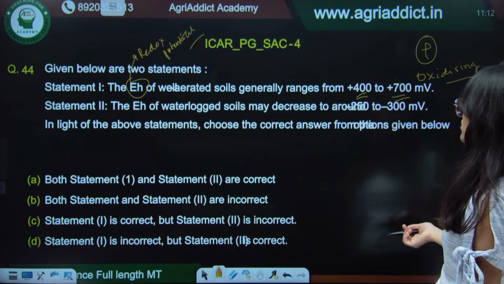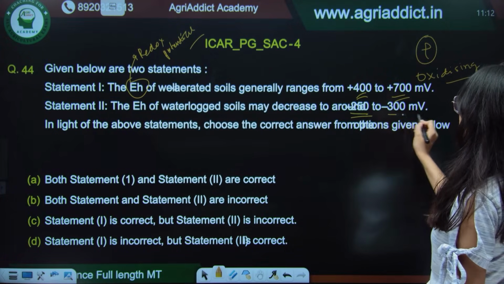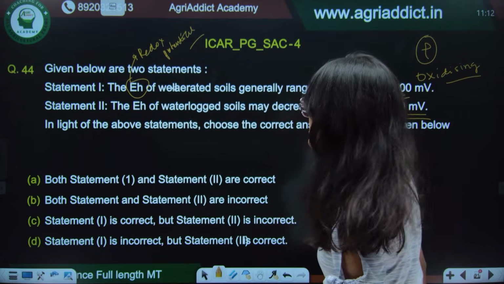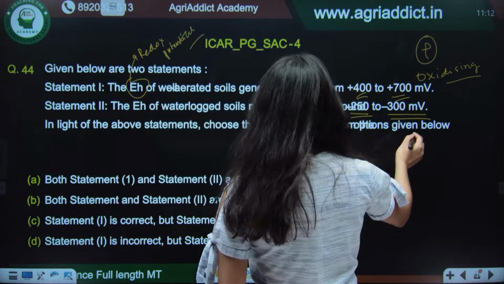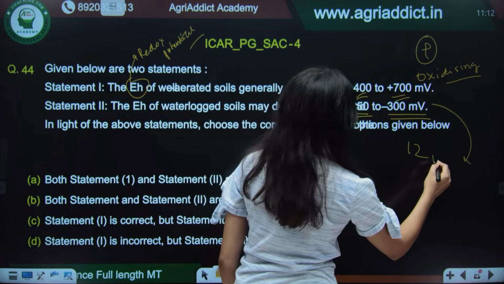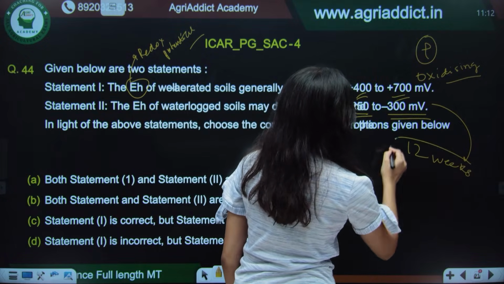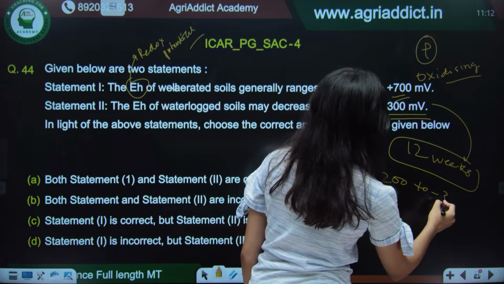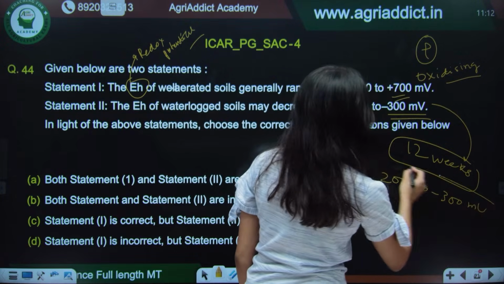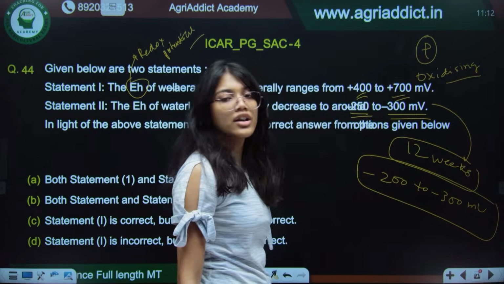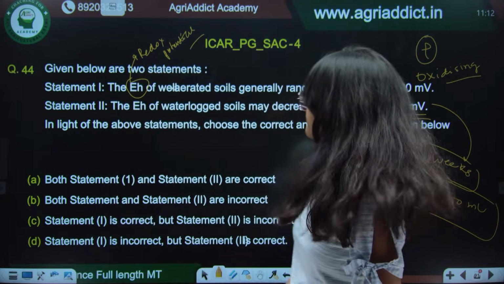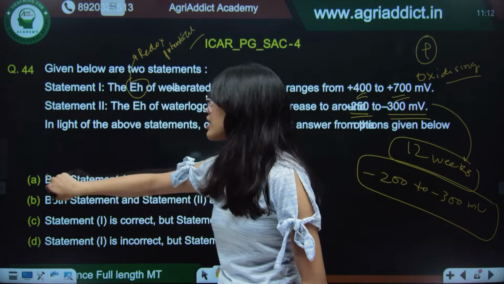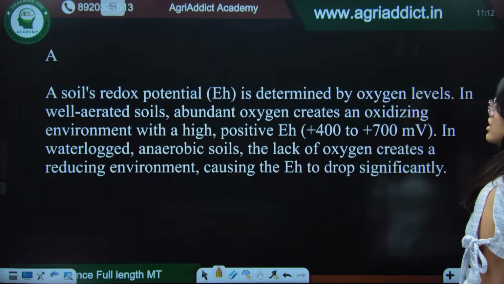EH of waterlogged soil may decrease to around plus 250 to minus 300 millivolt. This is very true. And mostly after 12 weeks of submergence, our waterlogged soil will assume a stable value, that is minus 200 to minus 300 millivolt. Yes, so option number A will be the correct answer for this question.